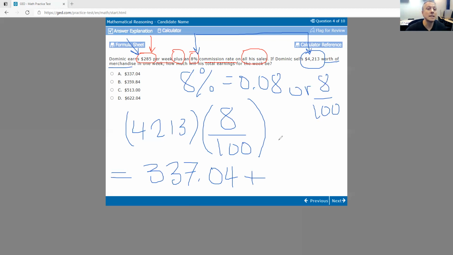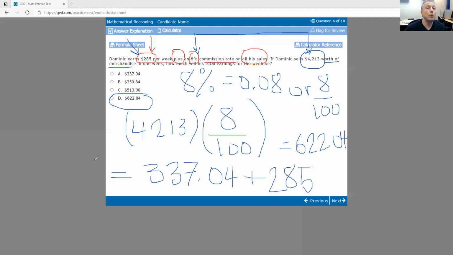He's still making some money for being there, for trying. So I'm going to add those two together. And when I do, I'm going to get $622.04, which is right there, option D. So Dominic earned $285 a week. That's just a weekly set income.